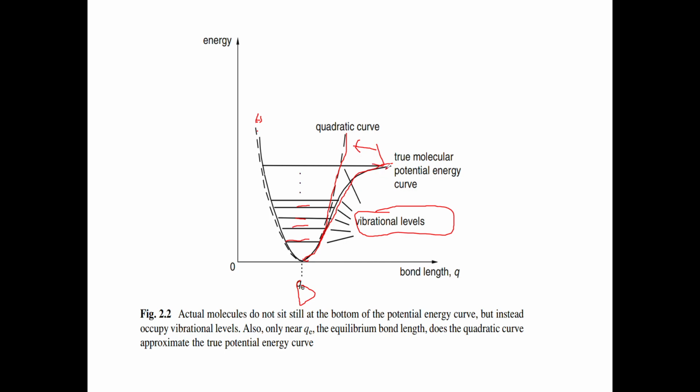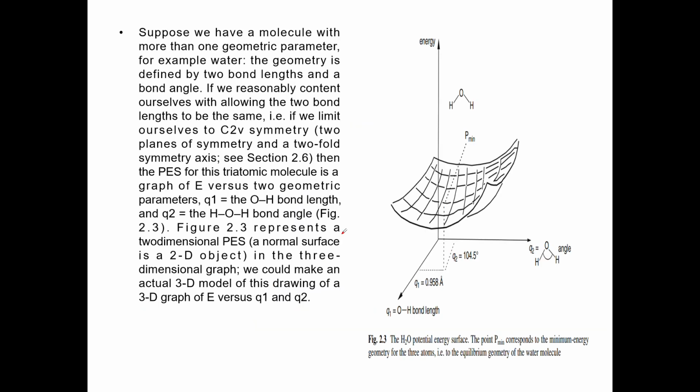And this is the true molecular potential energy surface, and this is the kinetic surface for the ideal case. You see the difference: the atom in the molecule behaves differently from the ideal kinetic surface. Okay, let's move to the next slide.